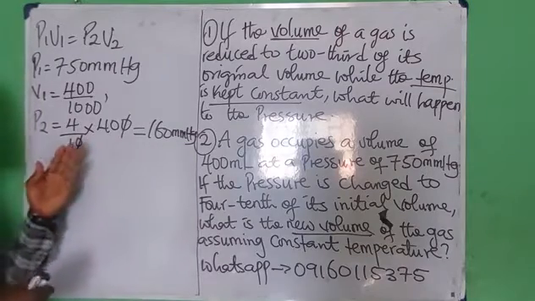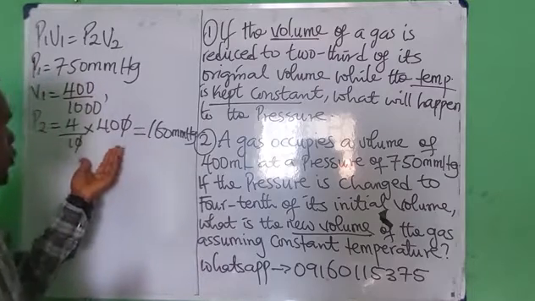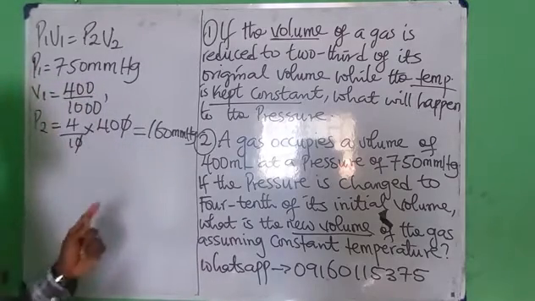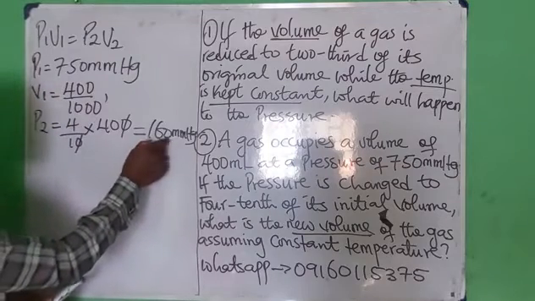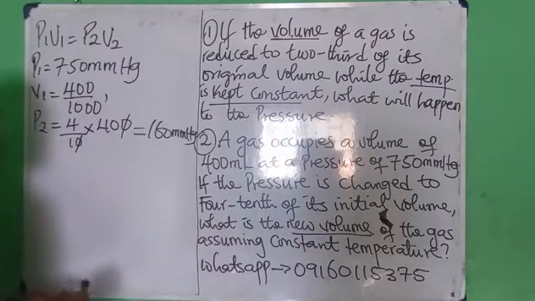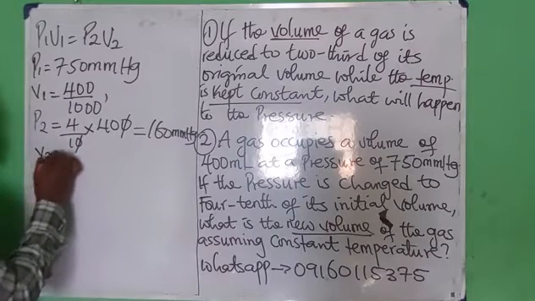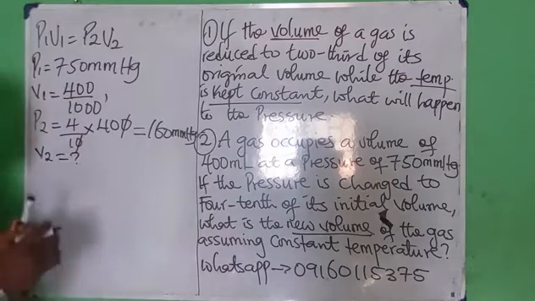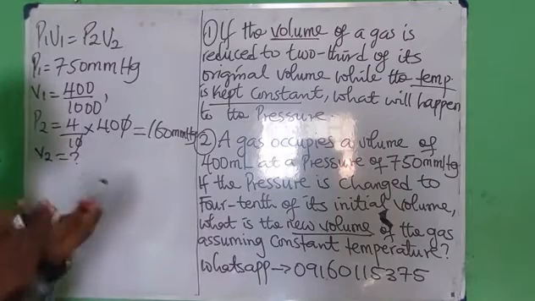They said 4/10 of the initial volume, and the initial volume is 400. 4/10 means 4 over 10. So our P2 becomes 160 millimeter mercury. He said, what is the new volume, which is V2. We don't know what V2 is, do we? So slot in our parameters and you solve, you have your answer.